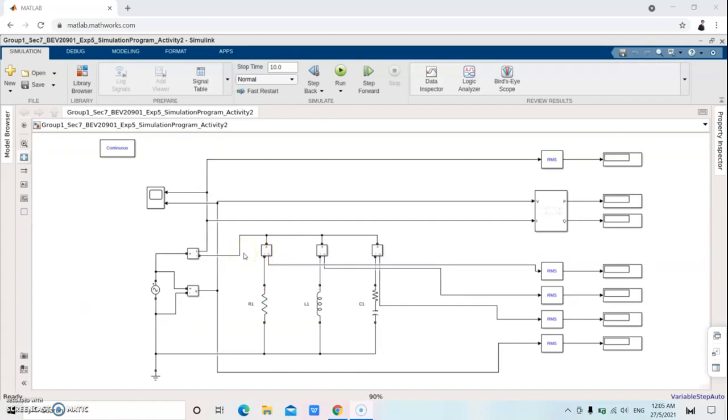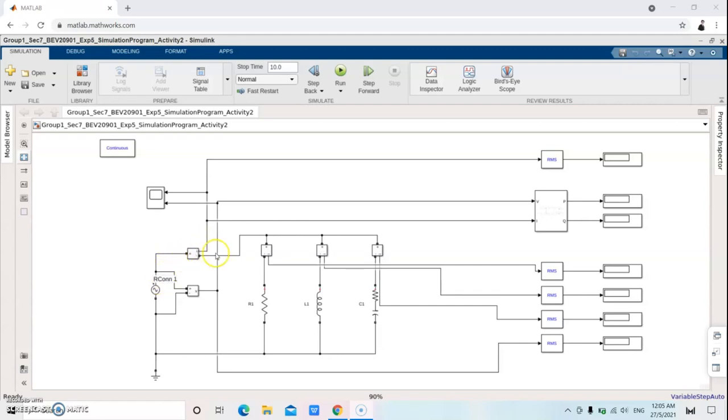Now I will do the presentation for Activity 2, steady state behavior of the RLC parallel circuit. First, we construct the circuit diagram according to the lab sheet given. And first, we construct an AC power supply, and then we parallel it with an AC voltmeter, and we connect to an AC ammeter which is in series with the AC power supply.